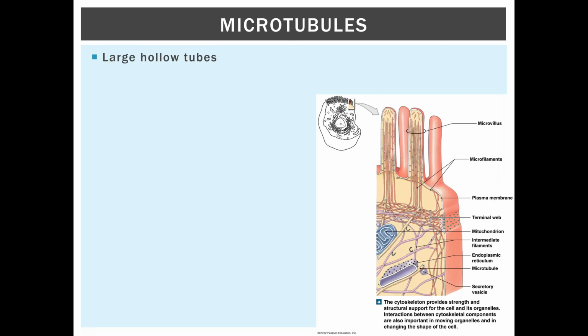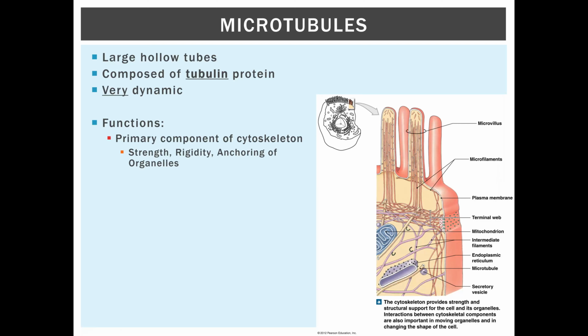Microtubules are very large, hollow tubes, and they are made up of a protein called microtubulin. They are very dynamic, which means they're constantly being built, broken down, and rebuilt. And again, I have a really cool video I'm going to show you as part of the in-class activity that will help you visualize this. They function as the primary component of the cytoskeleton. They allow for strength and rigidity, and they can help to anchor the organelles. The disassembly and reassembly allows the cell to change its shape.